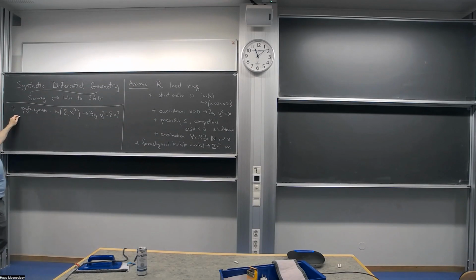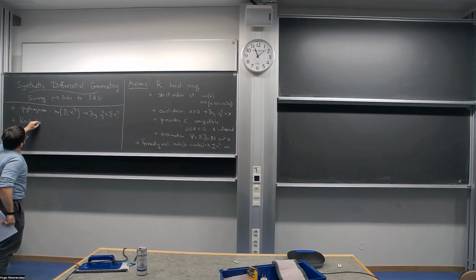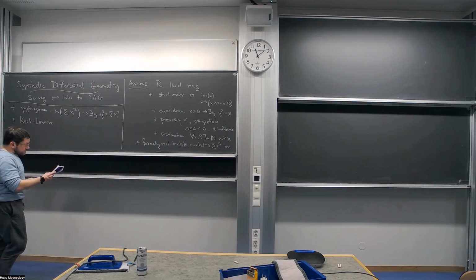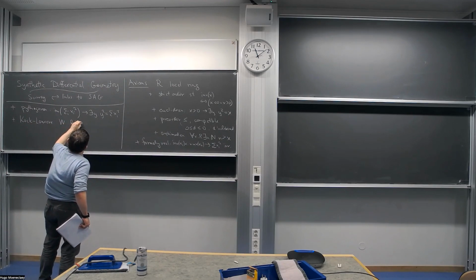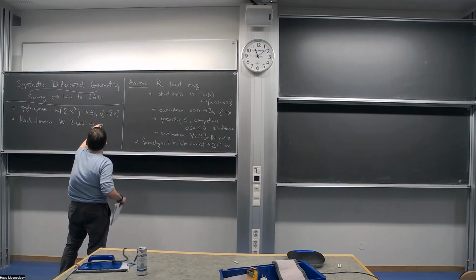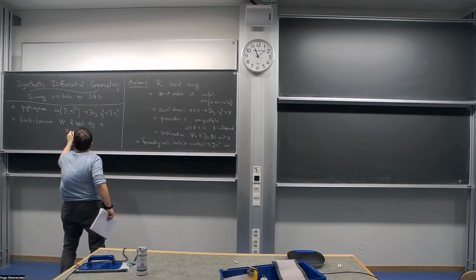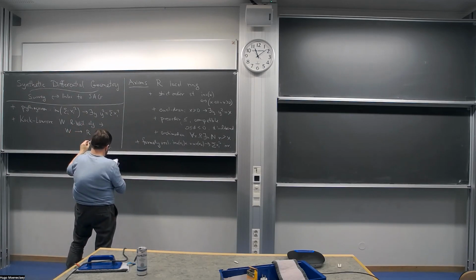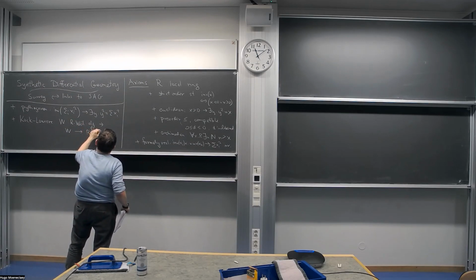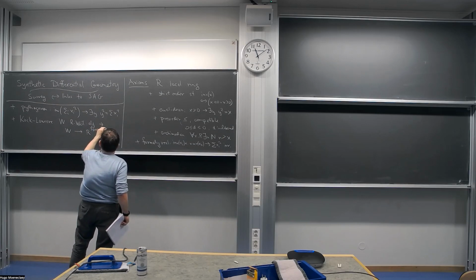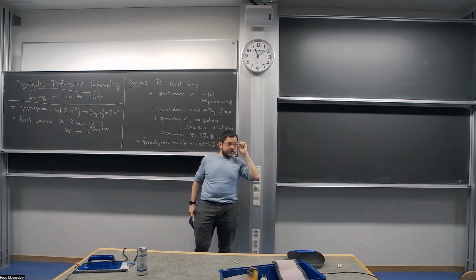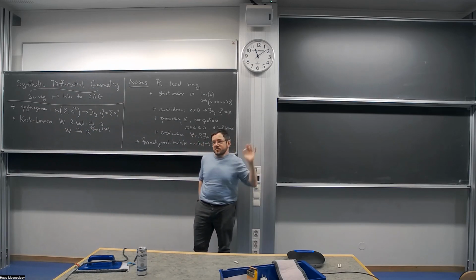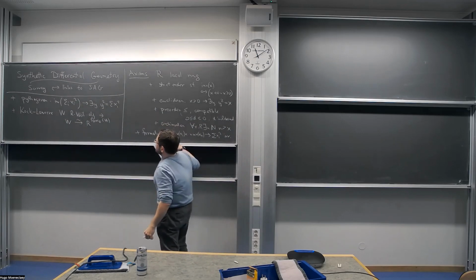Then there's the Kock-Lawvere axiom, which will look familiar. So if W is an R-algebra, then the evaluation map to the R-spectrum of W is an equivalence. This gives you your tangent spaces, the partial derivatives, and so on.